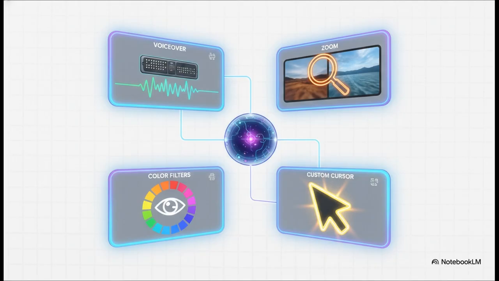Then we have Zoom, which gives you full and split screen magnification for low vision users. There's also display contrast and color filters, absolute game changers if you have red, green, or blue-yellow color blindness. And finally, you can customize your mouse pointer with a high contrast outline so you literally never lose track of it on a busy screen.